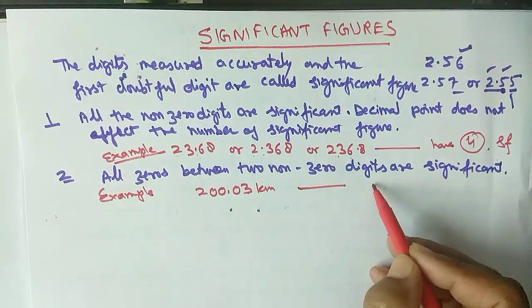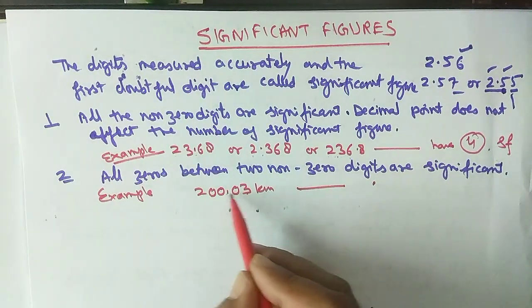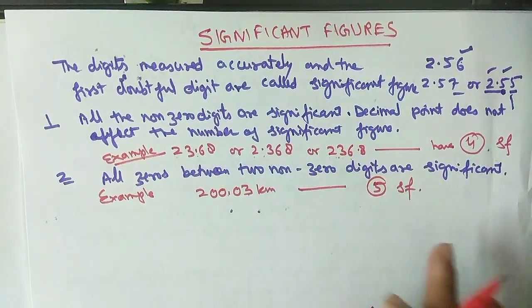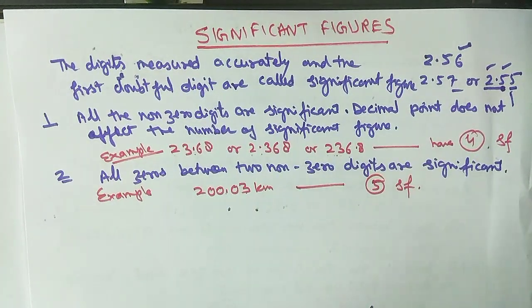So it has how many? 1, 2, 3, 4, 5. So 5 significant figures. Is it clear? 5 significant figures. Now come to rule number 3.